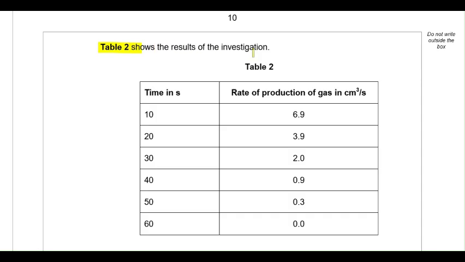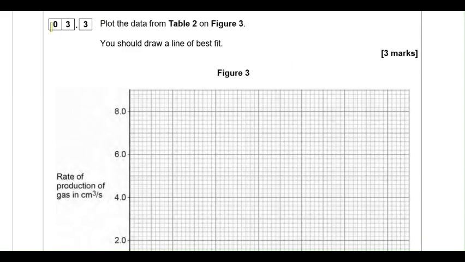Table 2 shows the results of the investigation. Here's table 2, and you've got a column for the time, 10, 20, 30 and so on, seconds. The second column is the rate of production of gas in centimetres cubed per second, and you can see the numbers in there. We'll come back to those in a minute. Question 3.3. Plot the data from table 2 on figure 3. You should draw a line of best fit, and this is for 3 marks.